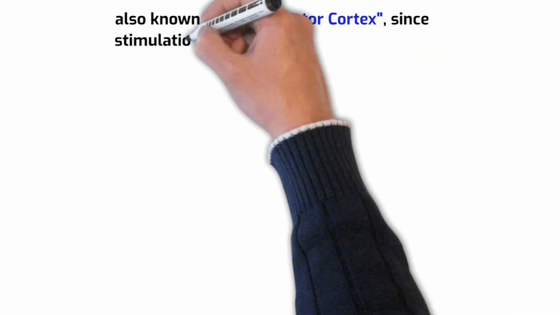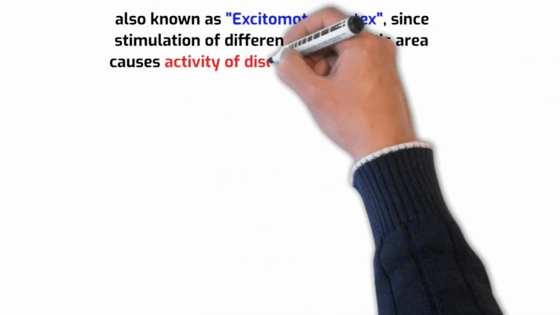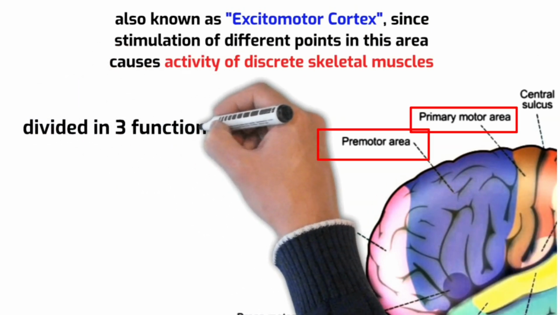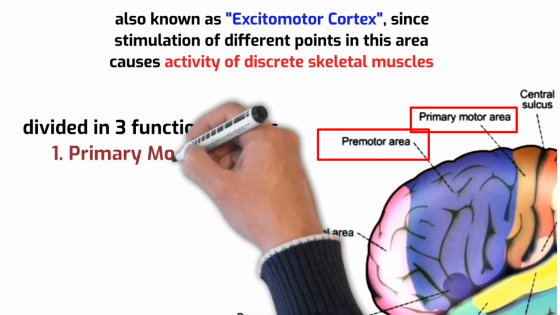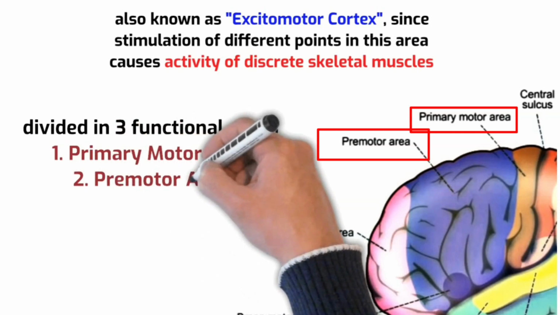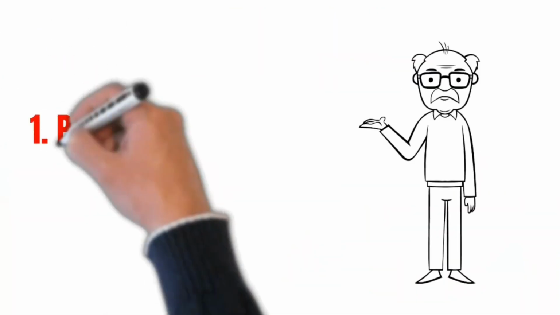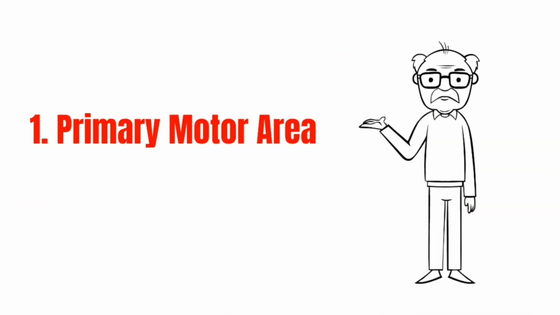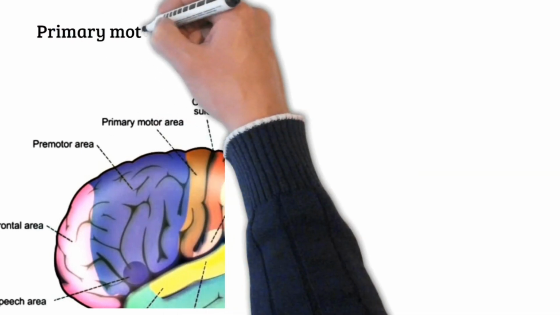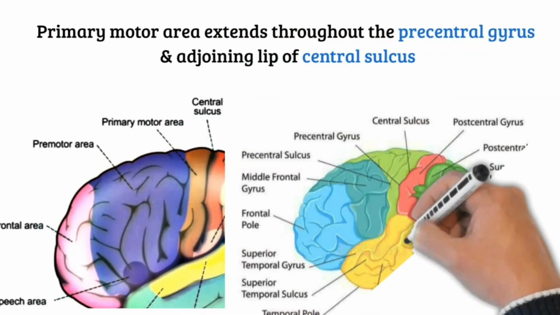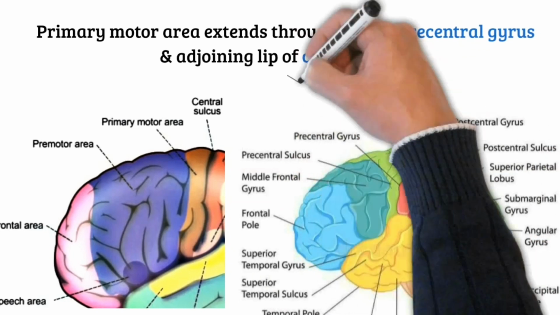Now precentral cortex, also known as excitomotor cortex, since stimulation of different points in this area causes activity of discrete skeletal muscles. It is divided in three functional areas: primary motor area, premotor area and supplementary motor area. Primary motor area. Primary motor area extends throughout the precentral gyrus and adjoining lip of the central sulcus.